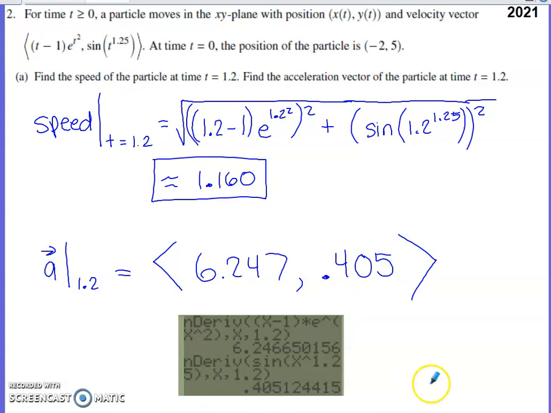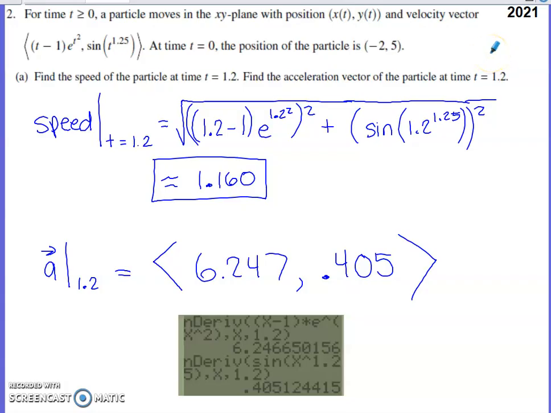This is problem number 2 from the 2021 AP Calc BC exam. It's a parametrically based problem here, and they tell us that a particle is moving in the xy plane. Its position is given by a set of parametric equations. X is a function of t, y is also a function of t.